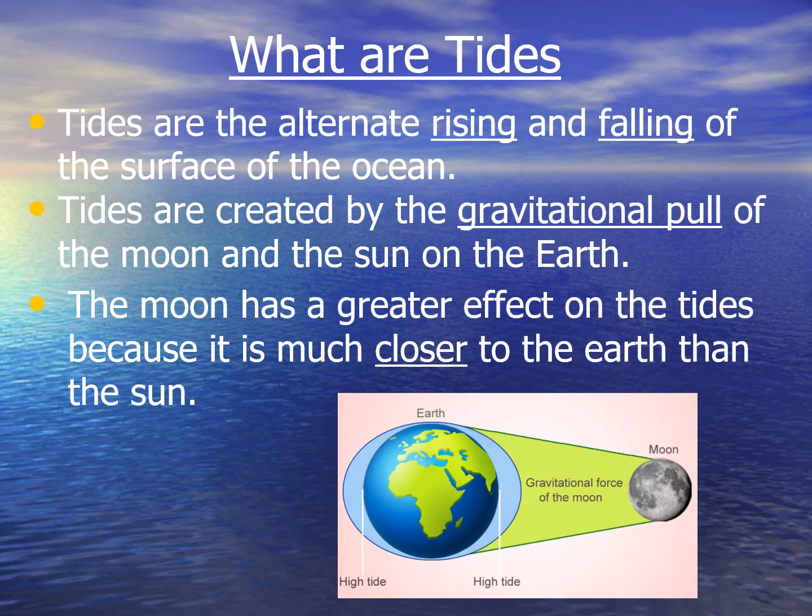The tides are actually created by the gravitational pull of the moon and the sun on Earth. The moon, because it's a little bit closer, has a greater effect on the tide. So it's pulling a little stronger, again, just because the sun is a whole lot further away. So make sure you've got those notes filled out before you move on to the next.